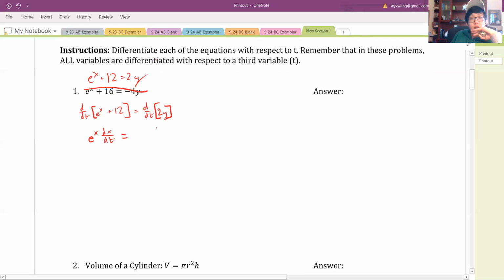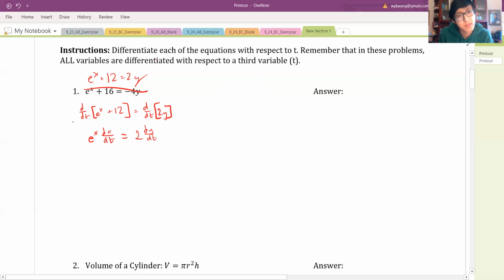Now, d over dt of 2y. Okay, so what's the derivative of 2x or 2 whatever? It's just going to be 2. But we're differentiating y with respect to t now. So we can't forget, we still have to do implicit differentiation. So it's 2, and then you just multiply by dy over dt. Remember implicit differentiation? You always just multiply by d of the variable you're differentiating, with respect to the variable you're differentiating by. So that's actually our answer.